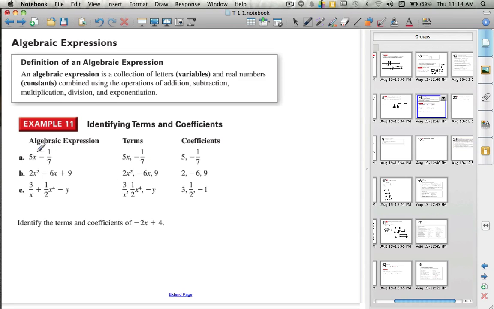Right? You'll notice that the operation sign is part of the term behind it. Okay, so we have 5x, and in front of the 5x is inherently a positive. We don't write it because it's redundant. But if there was a negative, that would be part of it as well. And there are two coefficients, the 5 and negative 1/7. So you'll see that the operation sign also comes into play with the coefficient.